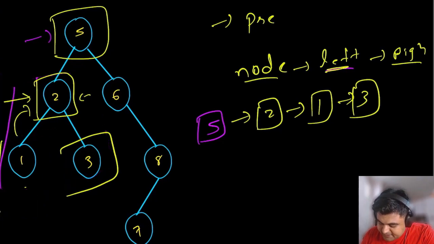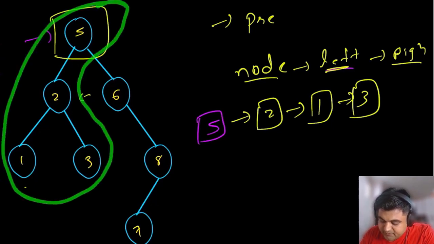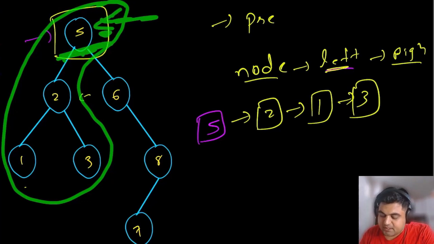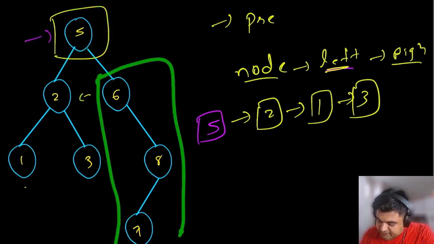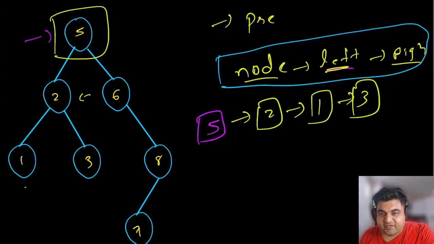Now what happened is that after these 4 iterations, we have taken care of the entire left subtree from the root, and we already took care of the root node, that was node number 5. So now we are going to take care of the entire right subtree. Again, even for the right subtree, we are going to apply the logic of node, left and right.